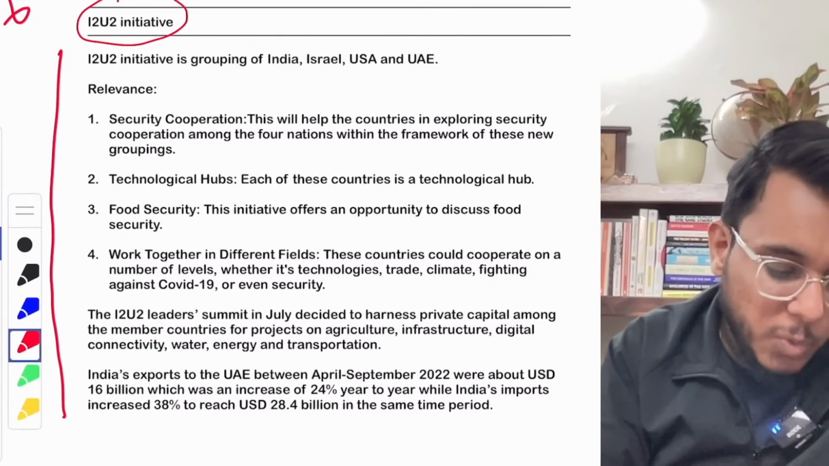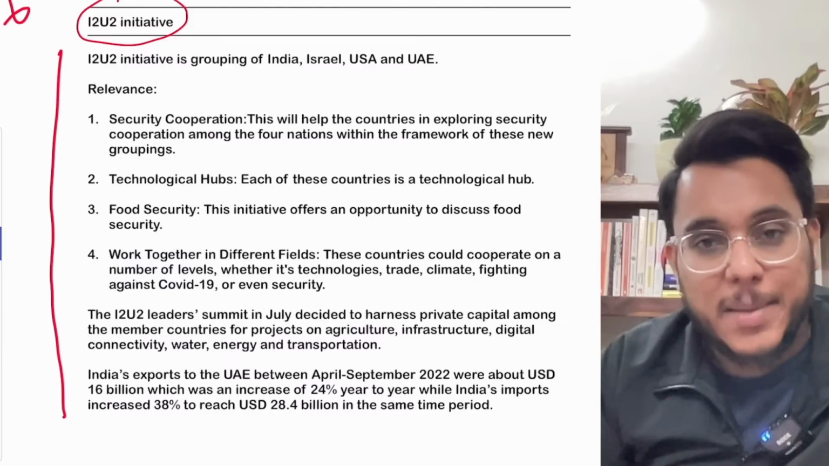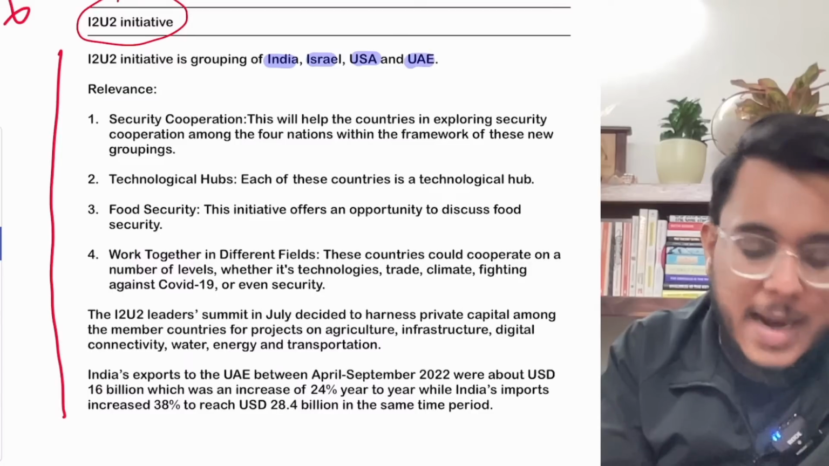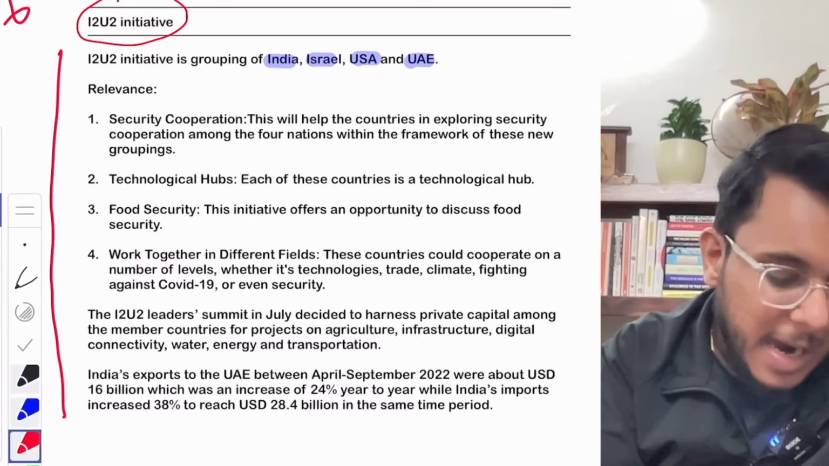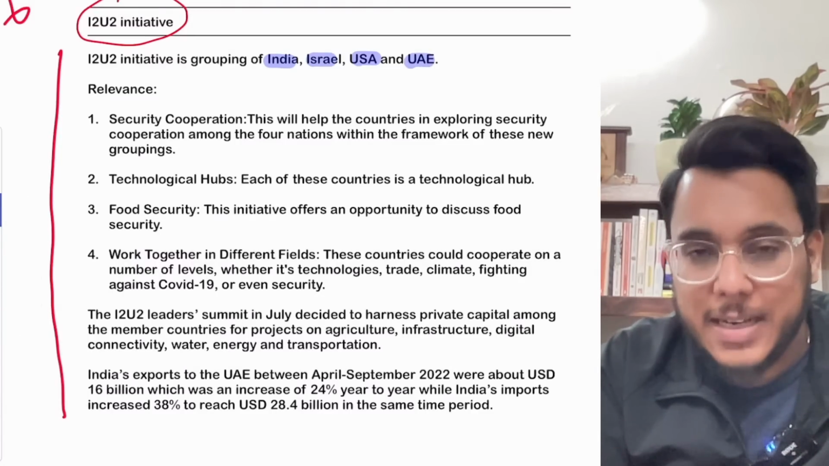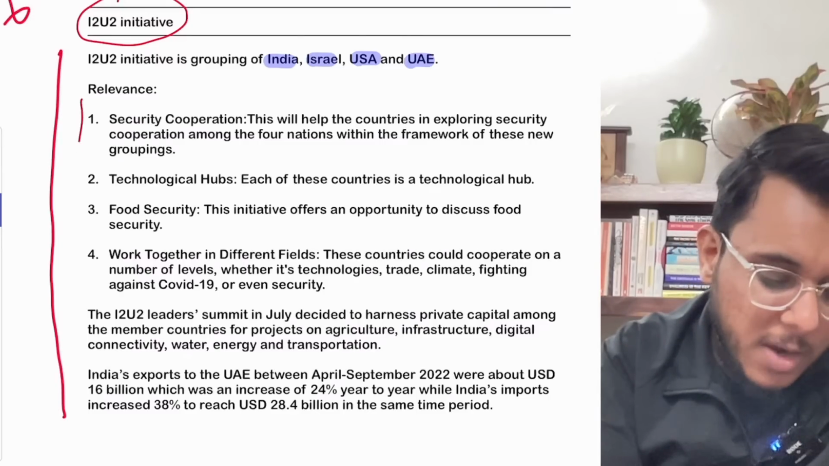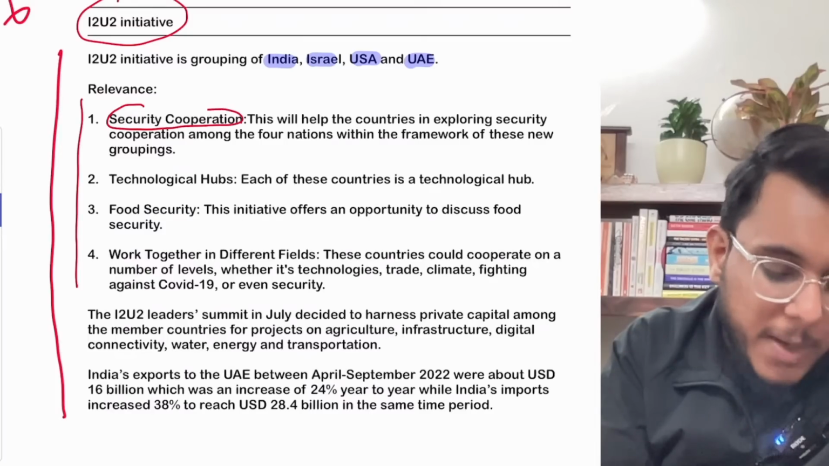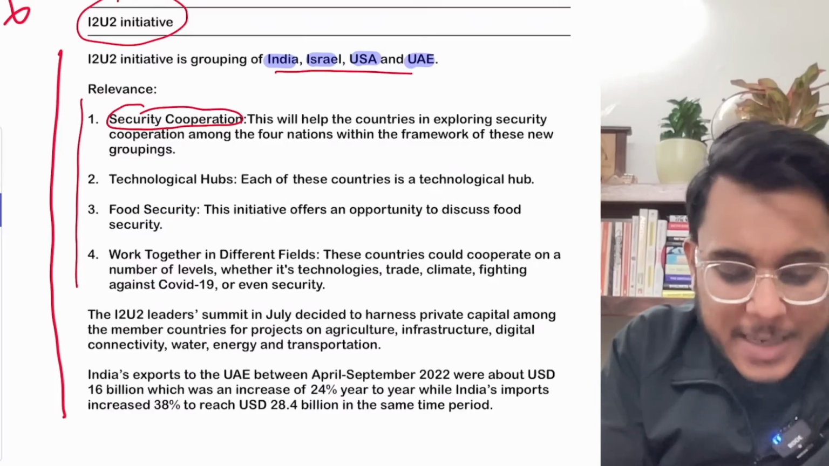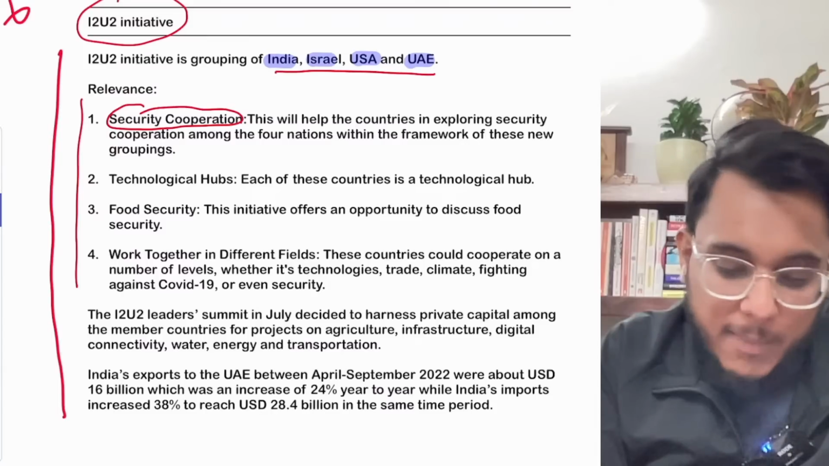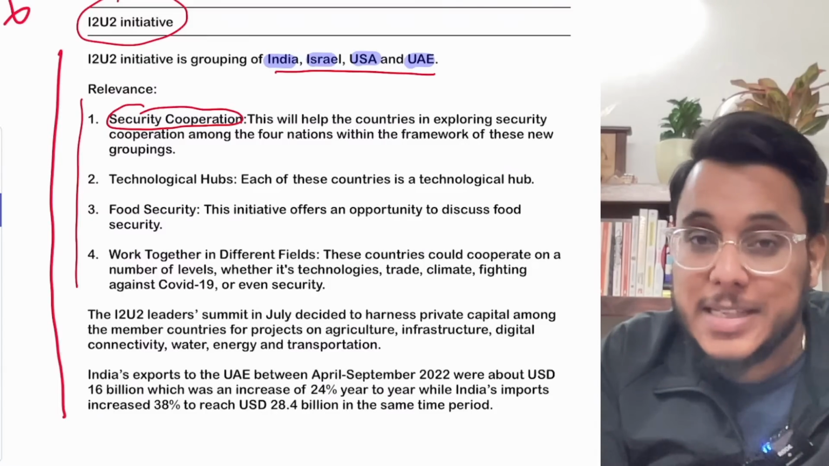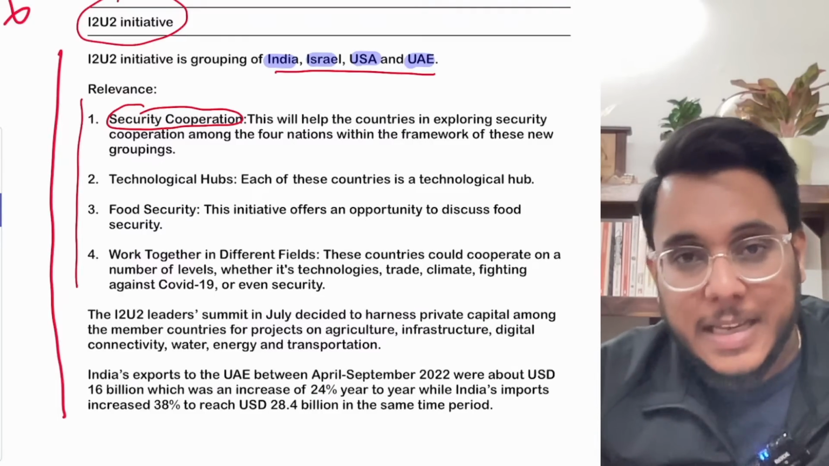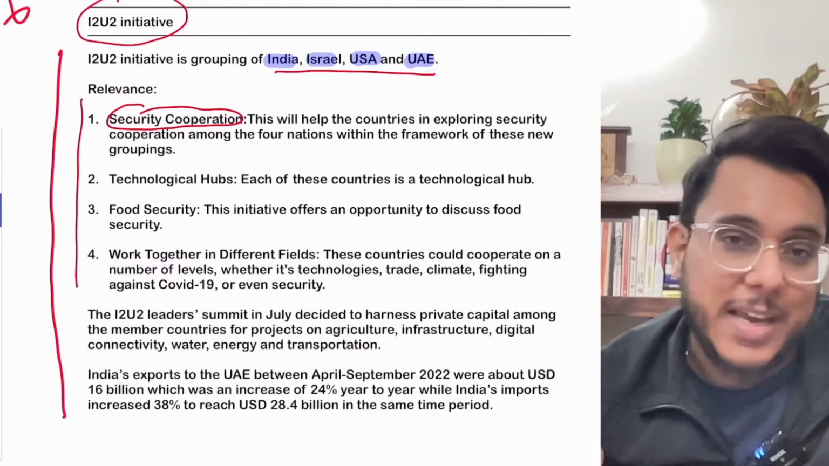Now, I2U2 is the recent agreement that has been signed between four countries: India, Israel, USA and UAE. Under this I2U2 initiative, these countries have said that they will be cooperating on certain important areas. First of all, there will be security cooperation. India, Israel, USA and UAE can come together and focus on regional security, and build each other's capacities so that they can fight terrorism and extremism, which is increasing.